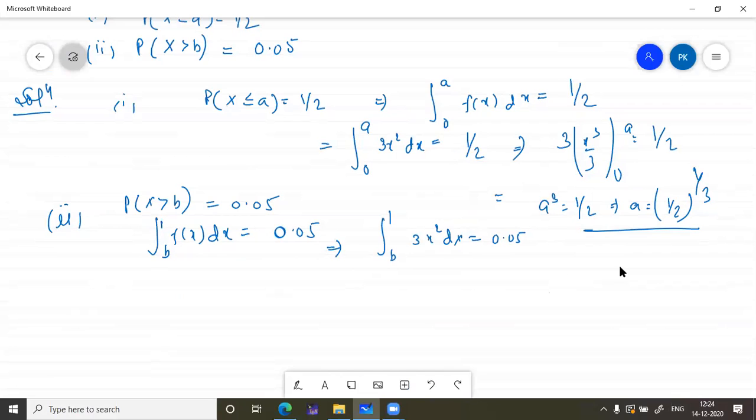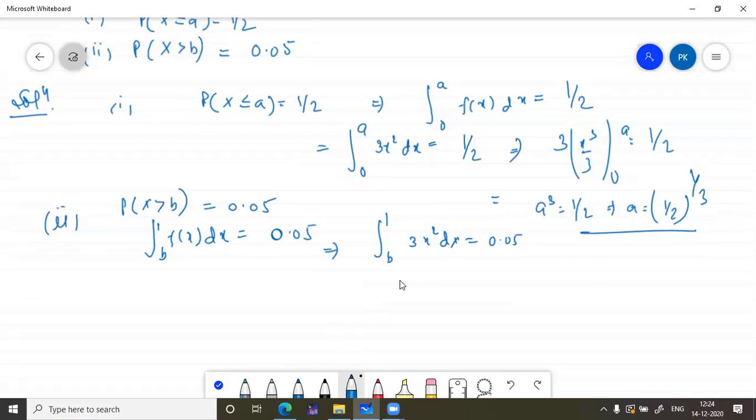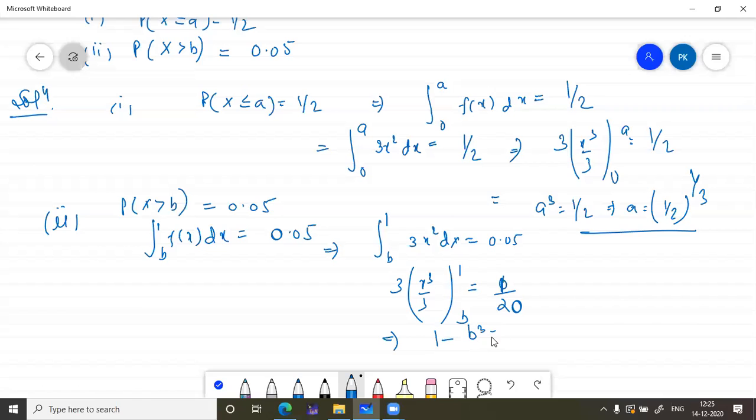So this is the problem that is based on continuous random variable. 3 x cube by 3 from b to 1 is 0.05, means इसको हम लिख सकते हैं 1 by 20. 1 minus b cube is equal to 1 by 20, or b cube is equal to 19 by 20. So b is equal to 19 by 20 raised to the power 1 by 3. This is the solution.